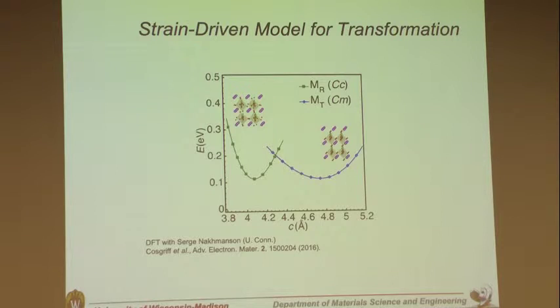Let's plot what we might expect to happen if we do this. So here we'll plot again the energy. This is a calculation from Serge Nachmanson at the University of Connecticut. I'll plot the free energy as a function of the C-axis lattice parameter for the two relevant phases. He's going to call them MR and MT. I'm going to drop the M and just call them R and T in just a second. So here's the free energy. Here's the out-of-plane lattice parameter. And you can see the green is the R and the blue is the T.